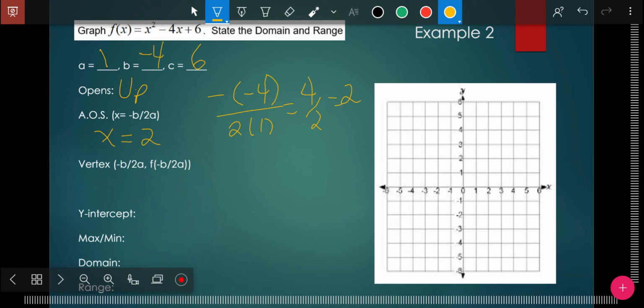How do I find the vertex? Well, I already know the x. So how do I find the y? I plug it back in. So f of 2 equals 2 squared minus 4 times 2 plus 6. 2 squared is 4. 4 times 2 is 8. 4 minus 8 is -4. Plus 6 is +2.